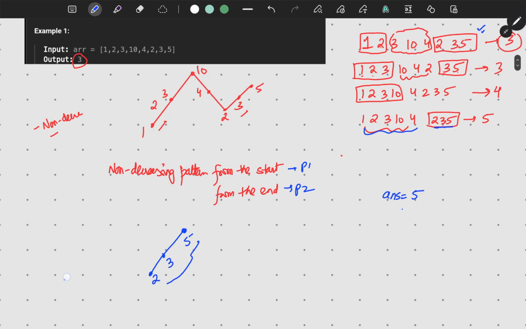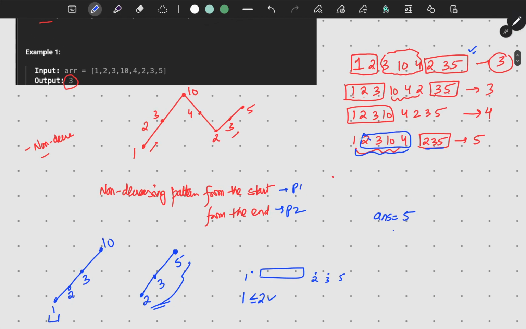Okay, now we would see whether we can merge with this or not. 1 2 3 and then 10. Now we would check whether the first element can be merged with this or not. So is 1 less than or equal to 2? Yes. So that means 1 can be merged with this. So we would keep 1 and remove everything else, and then we would take 2 3 5. So we're removing just this part. So in this case our answer would be 4, that is the subarray that we're removing is 4, and it's smaller than our previous answer, so we would update it to 4.